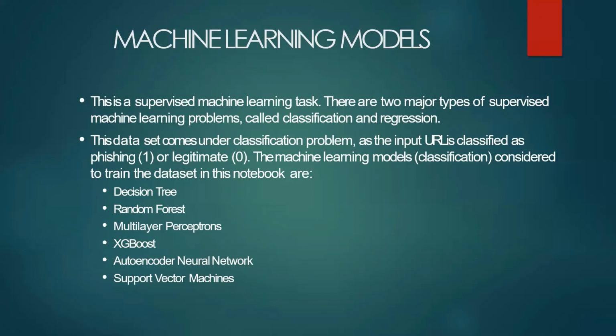Yeah. So supervised machine learning tasks are majorly of two different types. One is classification and the other is regression. We are going to use decision tree, random forest, multi-layer perceptrons, XGBoost, autoencoder neural network, and support vector machines. Out of these, random forest and XGBoost are regression, and the others are classification and neural networks.